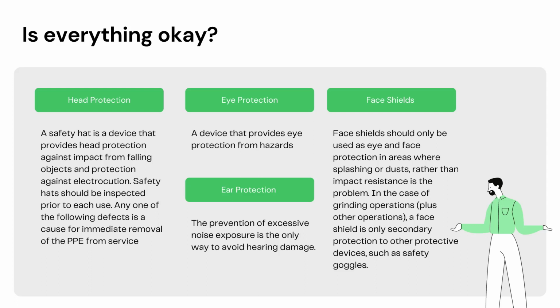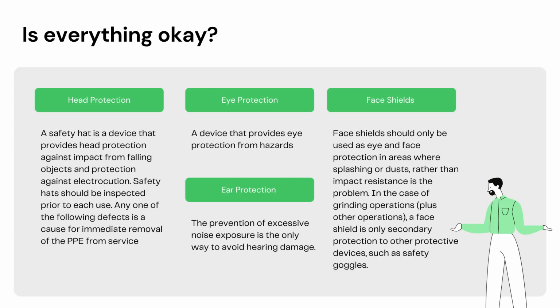Next is face shields. Face shields should only be used as eye and face protection in areas where splashing or dusts, rather than impact resistance, is the problem. In the case of grinding operations, a face shield is only secondary protection to other protective devices such as safety goggles. Next is the ear protection.